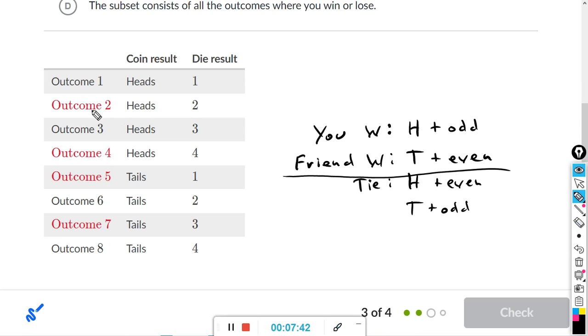So let's see, for 2, heads plus even. Heads plus even is a tie. Outcome 4, heads plus even. That's a tie. Outcome 5, tails plus odd. That's a tie. And 7, tails plus odd. That's a tie. So I think those are all the outcomes where you tie.